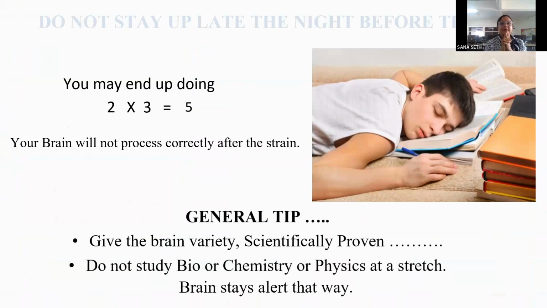This is one thing. Give the brain variety. So you decide in your timetable that for the next 4 days, I'm going to study physics. That won't help, children. Study physics for 1 day, 1 chapter, 2 chapters. Next day, please take up chemistry or bio. Third day, take up the other subject. You may take up social studies. Give the brain variety, and the brain stays alert. This has been proven scientifically. Do not study any subject at a stretch.